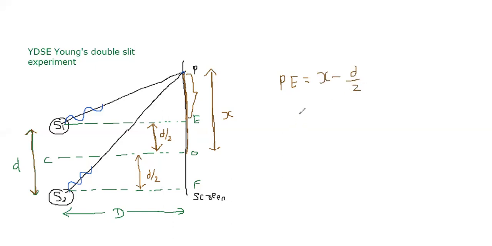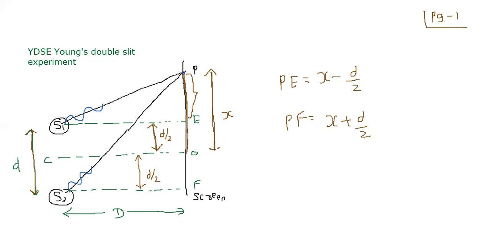Correct. Similarly, what is PF? Here to here X, here to here D by 2. What is PF? X plus D by 2. So it is page 1. So ask me doubts if you have. If no doubt, I go to next page. No doubts. Karthik? Sir, no doubts.